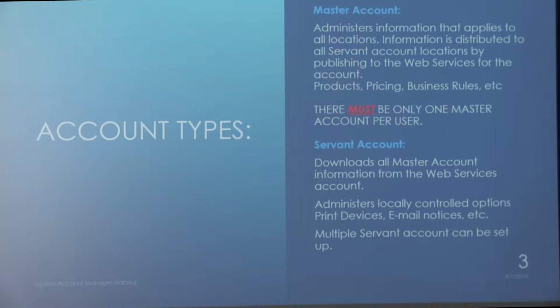And the reason, if you have two master accounts, there's no way we can prevent that. I mean, the Melrose computer can't talk to the Holyoke computer directly and say, hey, you got a master account, we can't do that. But if both of them are uploading products and prices, and one uploads prices of this and the other one uploads and all the rules change. So there must be only one master account.